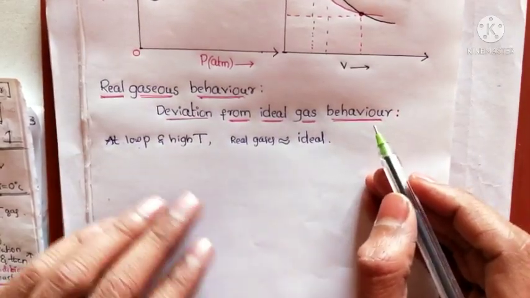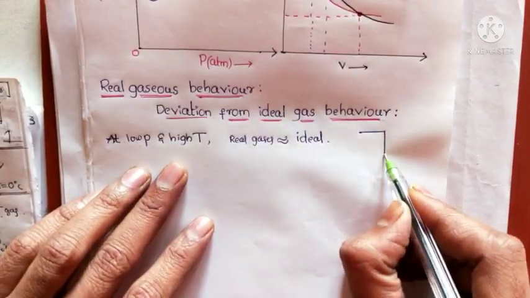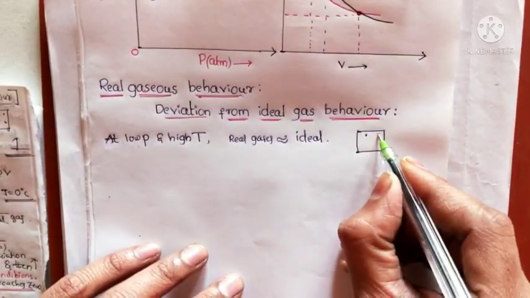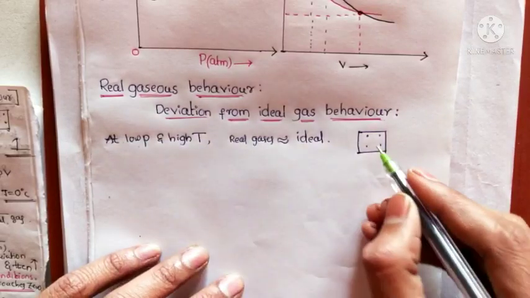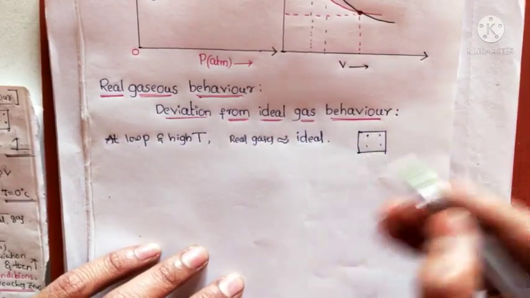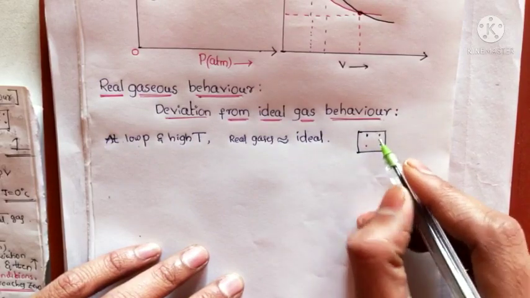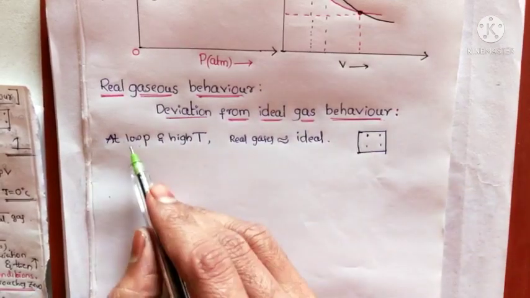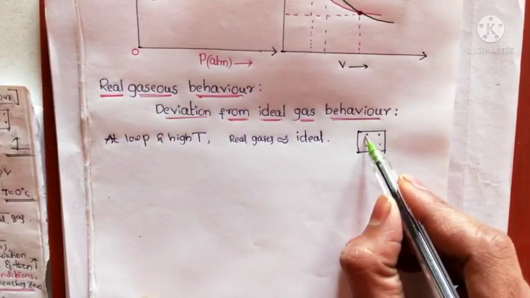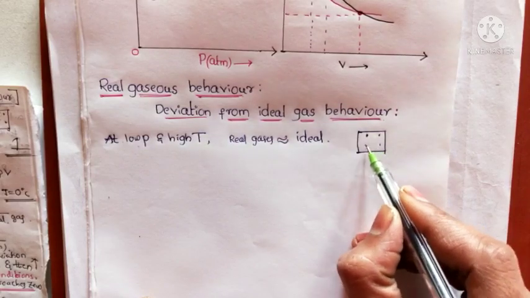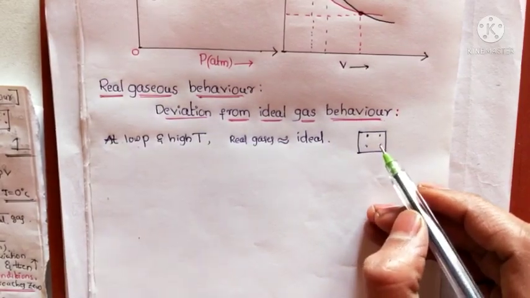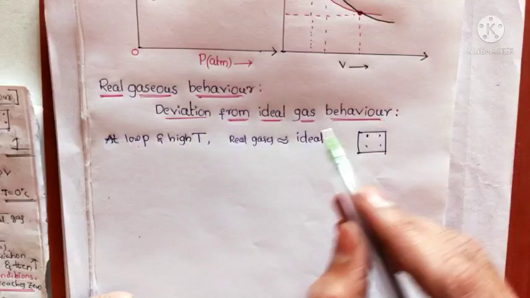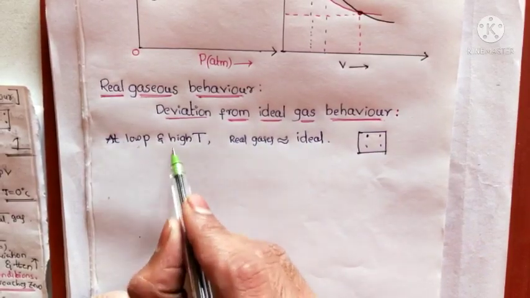So what happens at low pressure? If you take a container, gas molecules are in it. But at low pressure, these gas molecules are far away from each other. That means there are no attractions or repulsions between the gas molecules. At low pressure, gas molecules are far apart, so there are no attractions or repulsions. That's why real gases can act as ideal gases, at low pressure as well as high temperature.